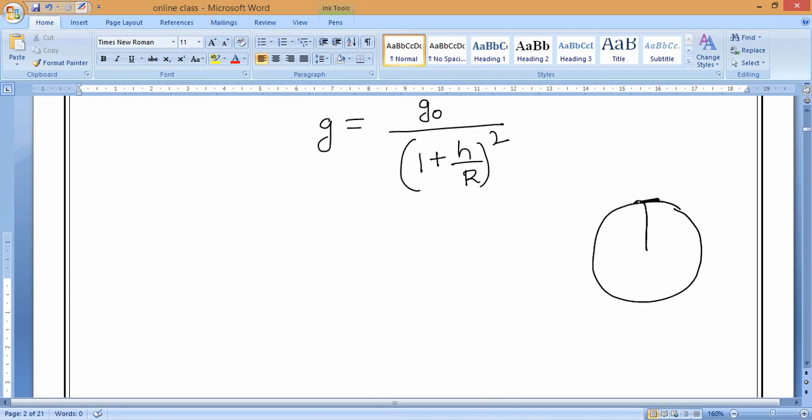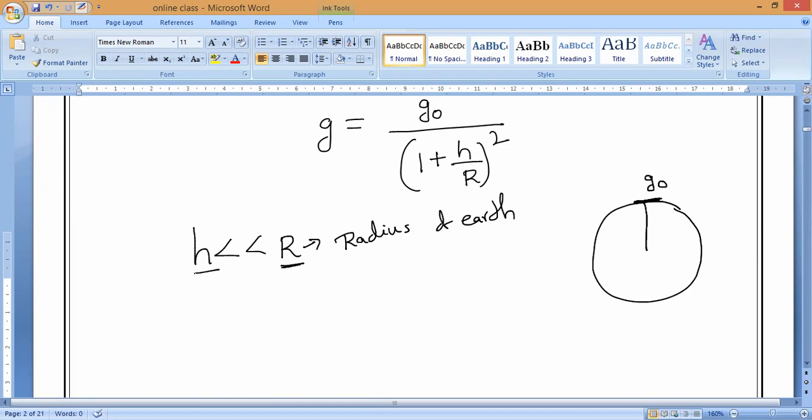So deep inside, I understand everybody. Again, on the surface, let me consider g naught. So this is inside the earth. If h is less than r, what is r? R indicates what, guys? We know that, the radius of the earth. Is it yes or no? Please respond. Radius of earth.